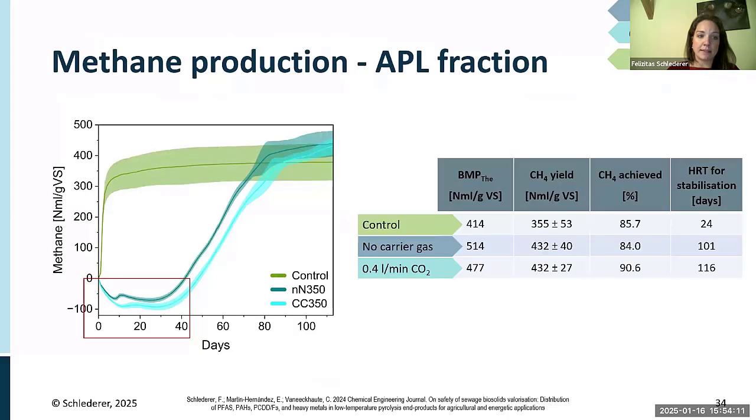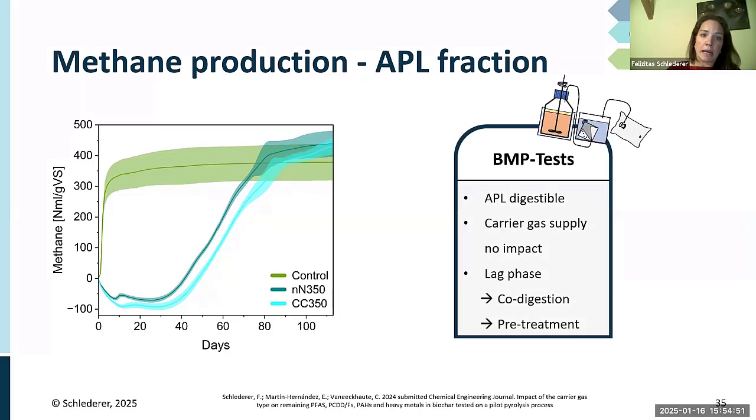And my results are like that. At the beginning, I have an incubation of around 40 to 42 days. However, after these 42 days, I produced significant biogas. I achieved a biogas production of about 423 milliliters per gram VS, which is high. And these results are also showing that the process conditions in the pyrolysis process, by adding no carrier gas supply or CO2 supply, don't have any impact. So these results are showing that the APL is digestible and that carrier gas supply doesn't have any impact. However, we have a lag phase of around 40 days, suggesting we need a co-digestion or a pre-treatment step.